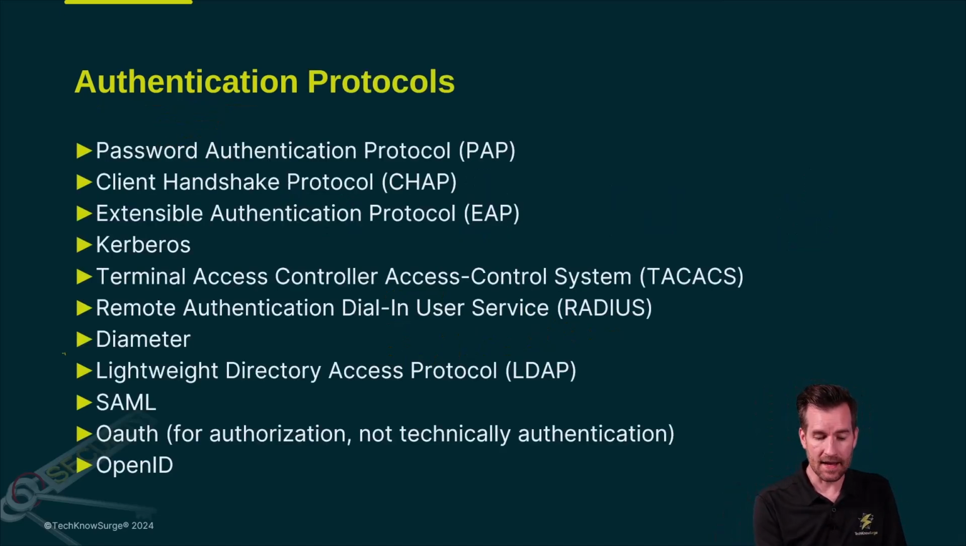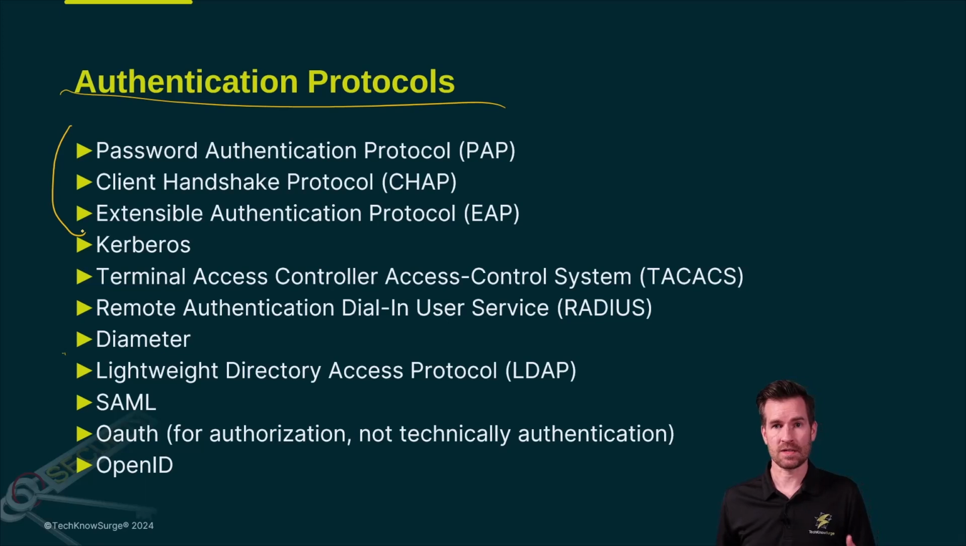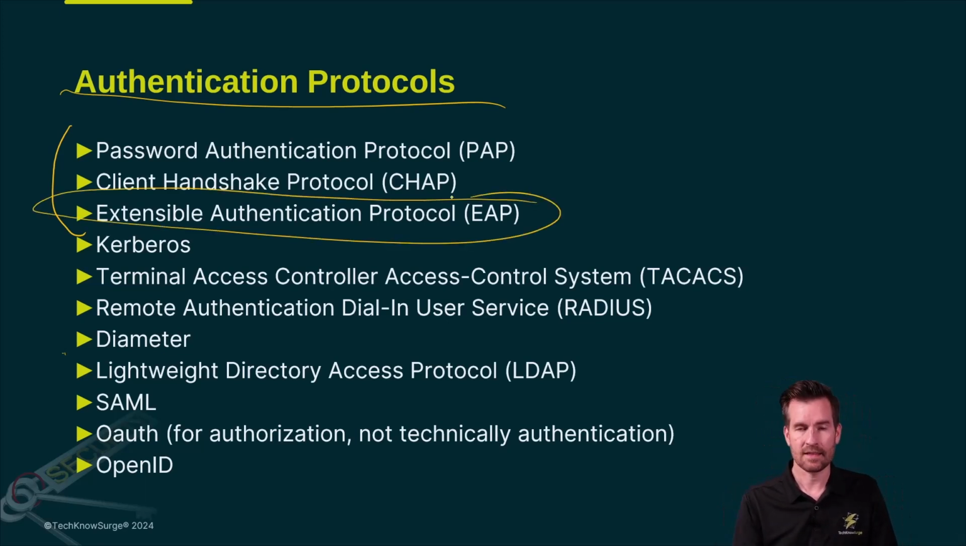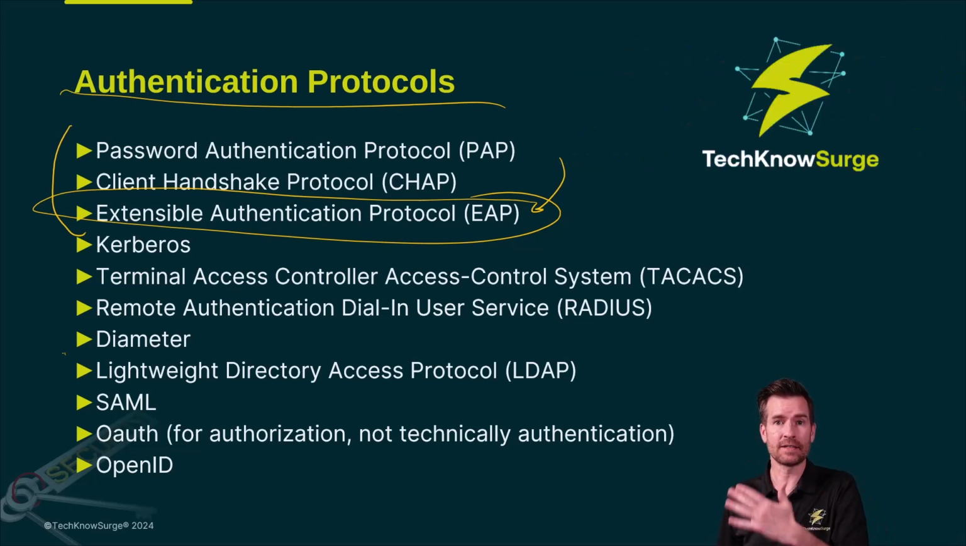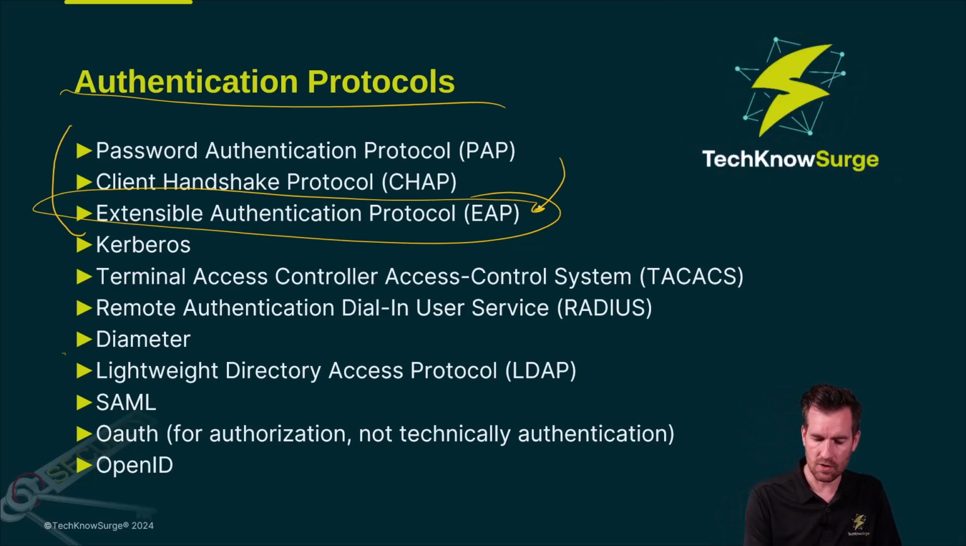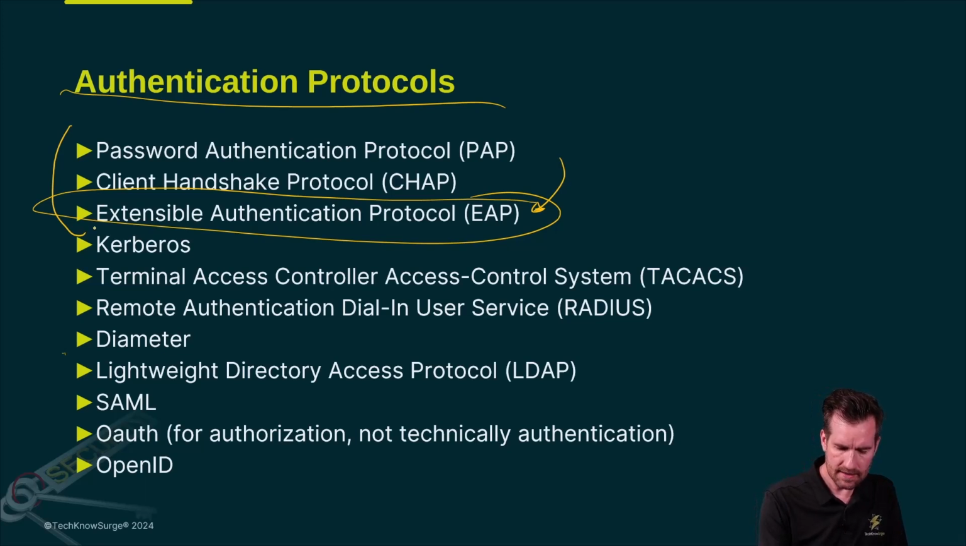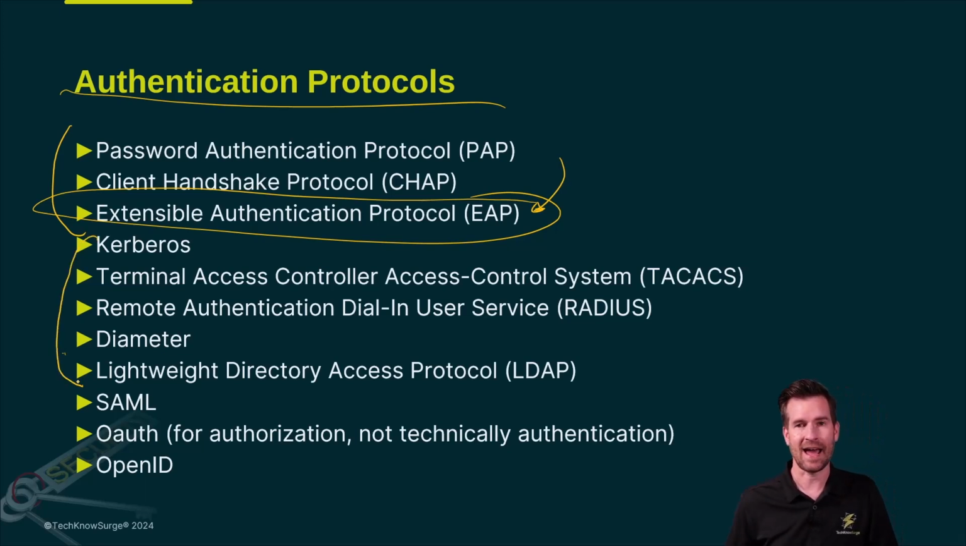There are quite a few authentication protocols that help with this process. PAP, CHAP, and EAP are examples of those, and EAP is one of the most prevalent ones that are out there. These are really more associated with point-to-point protocols, although something like EAP gets incorporated into a lot of other types of protocols, so it really gets used a lot. Then there's Kerberos, TACACS, RADIUS, Diameter, and LDAP. These are more protocols that you would use within your network. And then we have SAML, OAuth, and OpenID, which are some more recent protocols that we use with web applications.